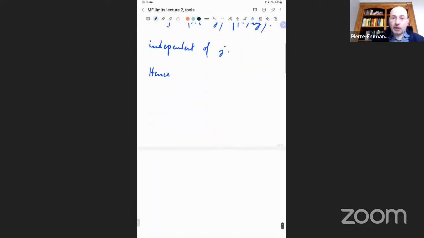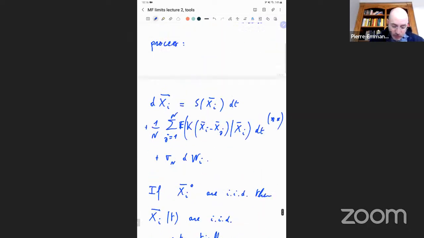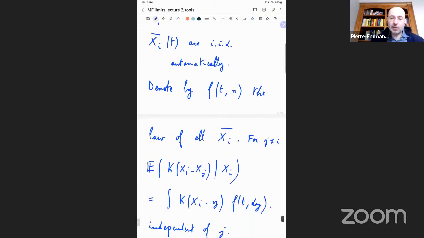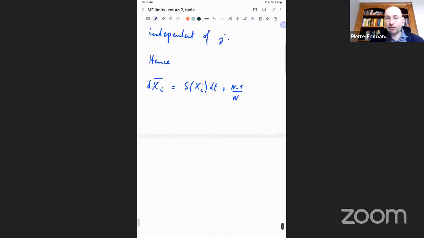Hence, you have a very big simplification in this system, which is the following. Now, since I've normalized by 1 over n, I'm paying it here with this n minus 1 divided by n, which I could take equal to 1. Again, this is a correction of order 1 over n, right?